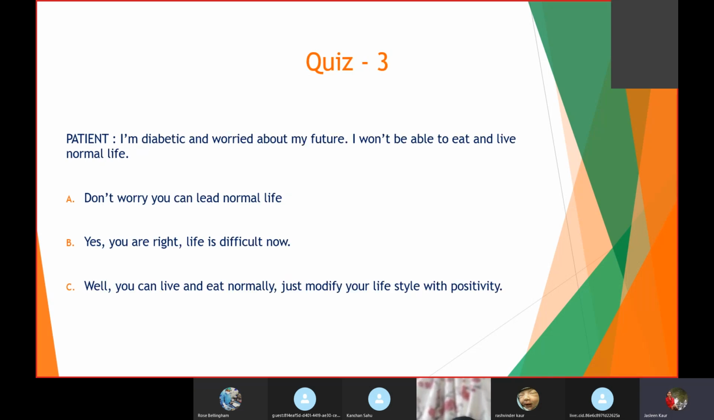Quiz 3. A patient says, I'm diabetic and worried about my future, I won't be able to eat and live a normal life. Now, as per the patient, he is worried about the future and he thinks that because of diabetes, he will not have a normal life. So as a nurse, I should say, don't worry, you can lead a normal life. I think don't worry is just empathizing; there's no logic as to why.